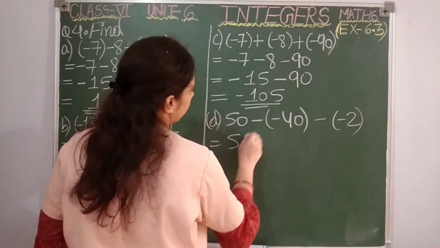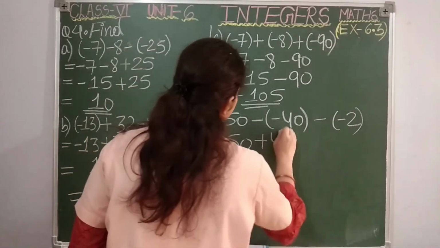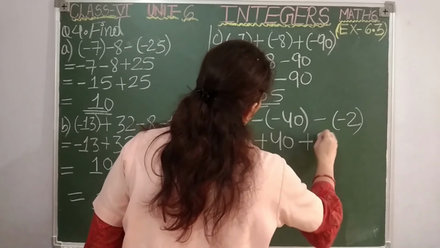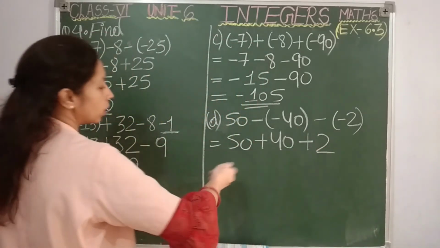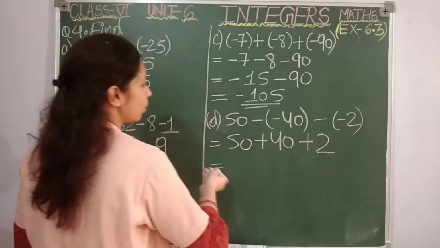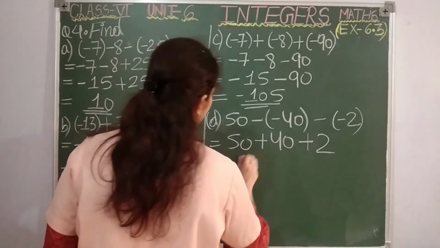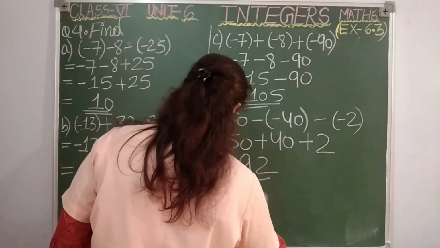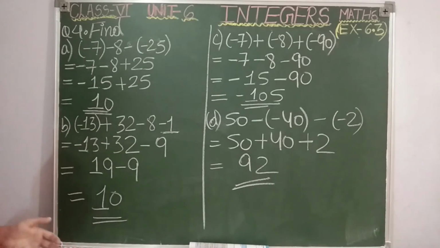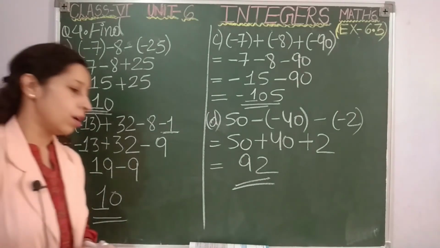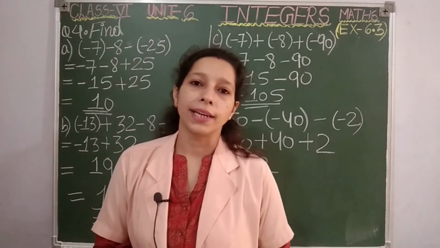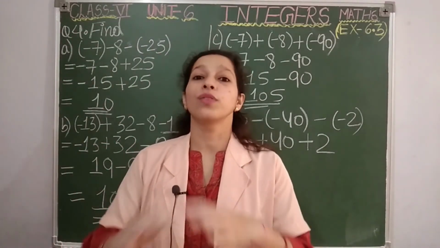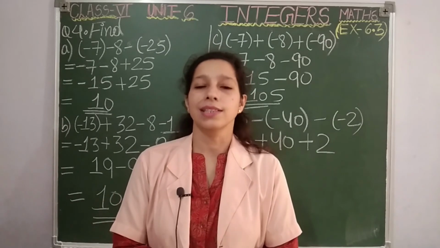Point number D, students. 50. Then minus minus plus. Again minus minus plus. All the numbers are positive integers, so simply add them. 50 plus 40, 90, 90 plus 2, 92. So students, with this, in such an easy manner we have solved this question number 4 also, and we have completed exercise 6.3, and also we have completed chapter number 6, integers.